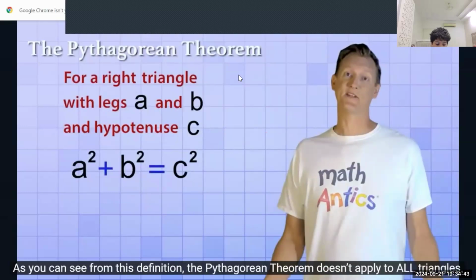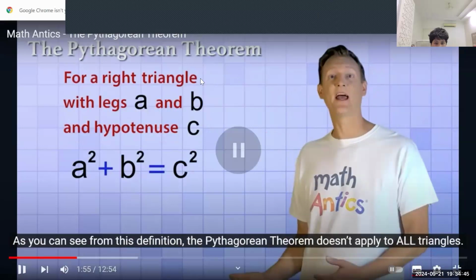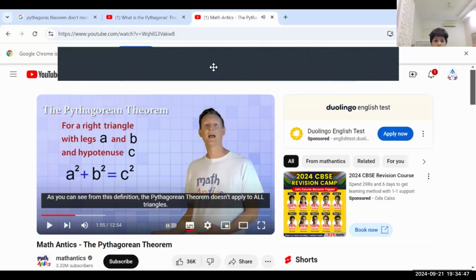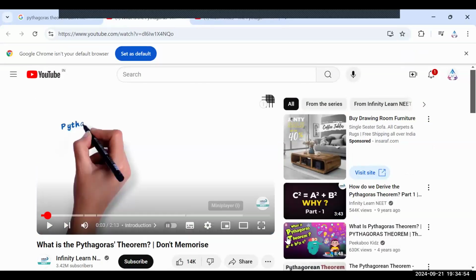As you can see from this definition, the Pythagorean... Guys, I am going to show you another video first, then we'll come to it. We'll see both the videos.